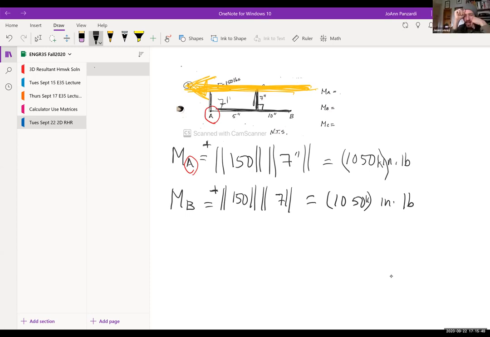Now I want one more. I want a moment about point C. So Gerardo, what moment does this force create about point C? Do you see point C? It's right here. Nothing, right? Because there's no perpendicular distance. Zero. Excellent. There's no lever arm. It's going right through.